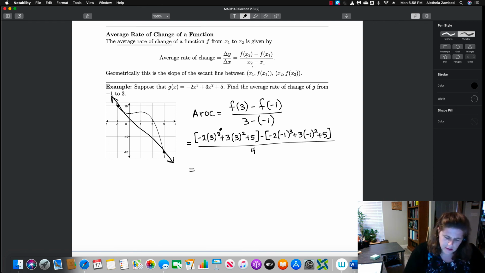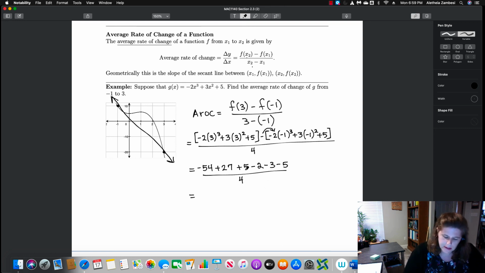Arithmetic-wise, 3 cubed gives me 27, times 2 gives me 54, so I have -54. 3 squared is 9, times 3 is 27, plus 5. Then we have here -1 times -2. So -1 times -2 gives me +2, but I'm subtracting it, so here we have -2. This is +3, also subtracting it, -3, -5, all over 4.